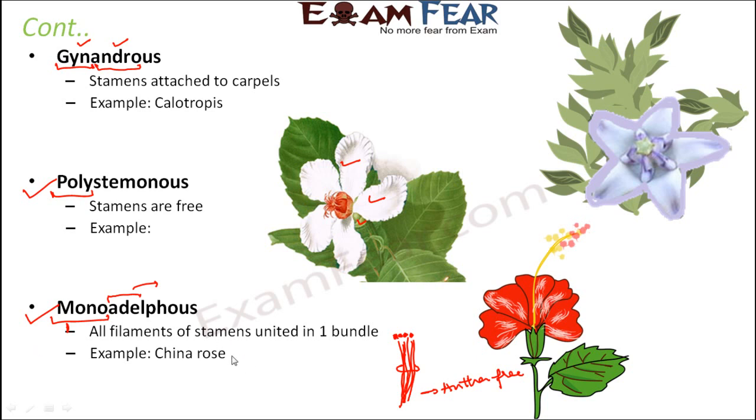So this is seen in case of hibiscus or China rose. So this is how it looks like. Here you will actually have the heads or the anthers as free, but the filaments will be in one bundle. So all the filaments will be united together. So that is monoadelphous.